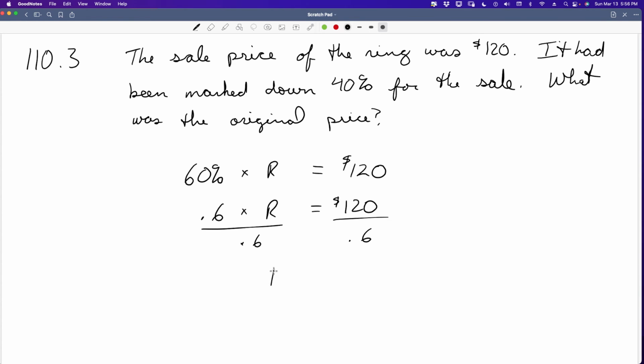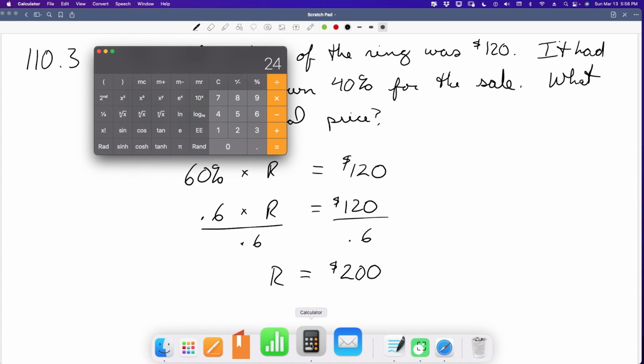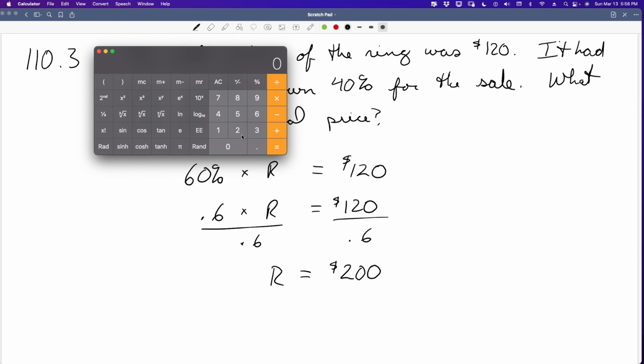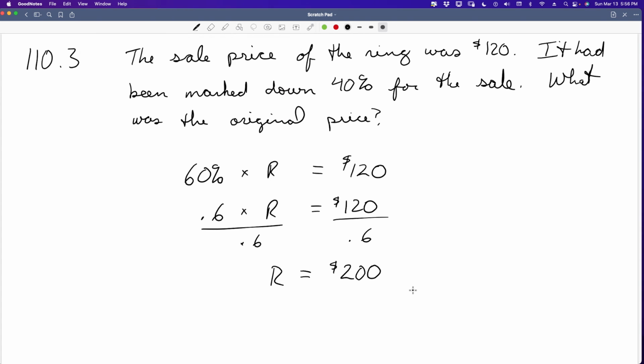And we get that R is equal to $200. And I'll show you. We take this calculator and we take 120 and divide it by 0.6. We get 200. So $200 was the original retail price of the ring. And that's how we would do that.